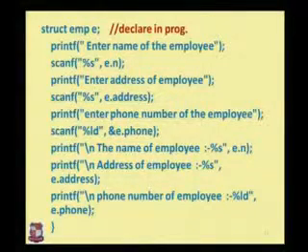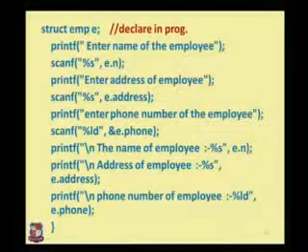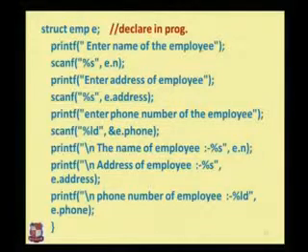Then we use the printf function. In the printf function we include the message to enter the name of the employee, then scanf. %s represents that it is a character array, that is, a string. We are reading the string e.n. The dot operator is used to access the employee variable e's member n, which is already included in the template and represents the name.